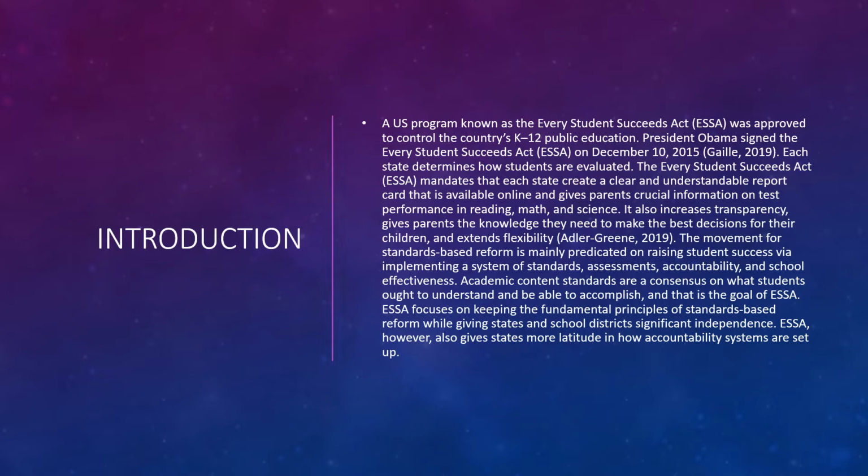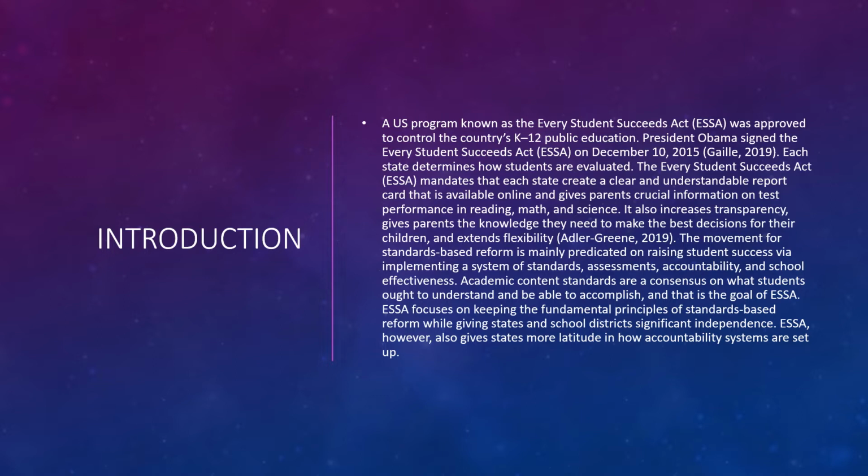So I'm going to tell you what the Every Student Succeeds Act is. The Every Student Succeeds Act was approved to control the country's K through 12 public education. President Obama signed the Every Student Succeeds Act on December 10, 2015. It basically allows each state to determine how students are evaluated.